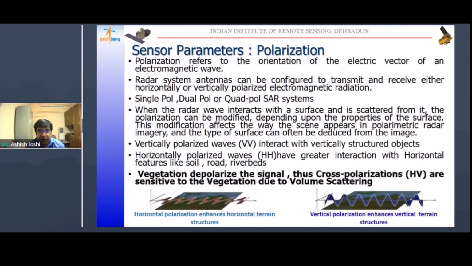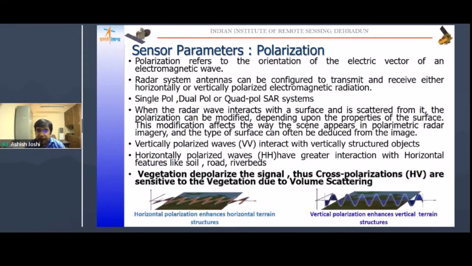Another is the SAR polarization. SAR polarization refers to the orientation of the electric vector of the electromagnetic wave. Radar system antennas can be configured to transmit and receive either horizontally or vertically polarized electromagnetic radiation. So we can have single, dual or quad pole SAR systems, meaning the SAR system can be configured for a particular polarization.